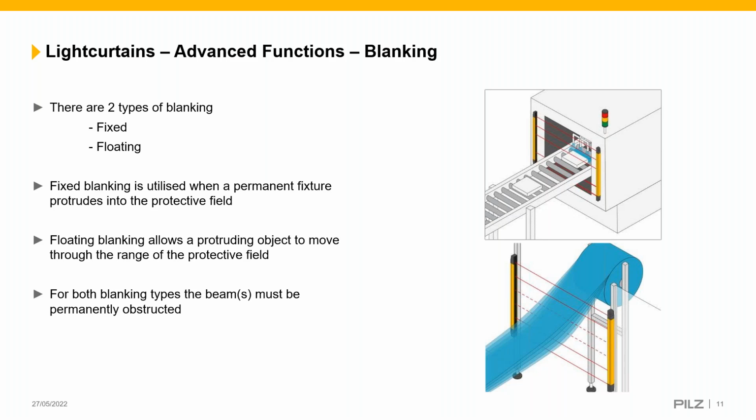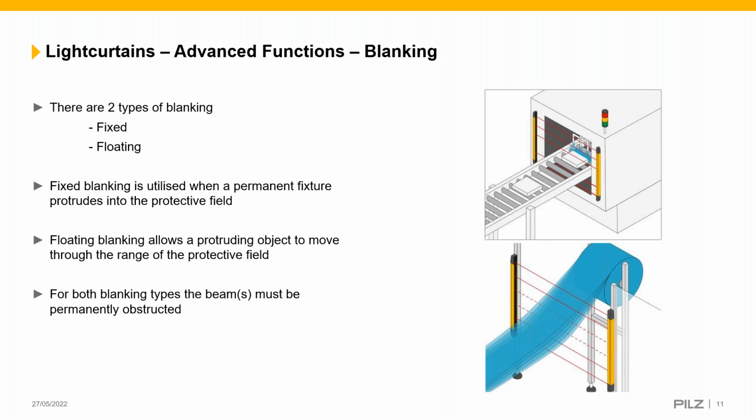But what you need to do, if you're going to use this function, whatever is protruding through the protective field must always protrude through the protective field, because otherwise we could basically create a gap in the light curtain where somebody can reach through and put their hand into the dangerous area.